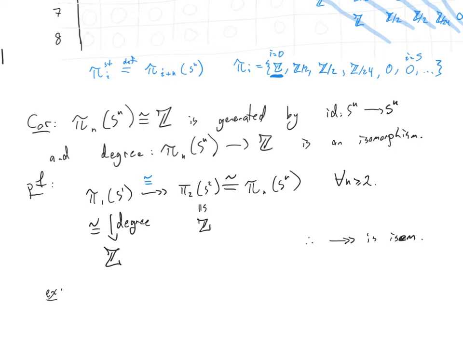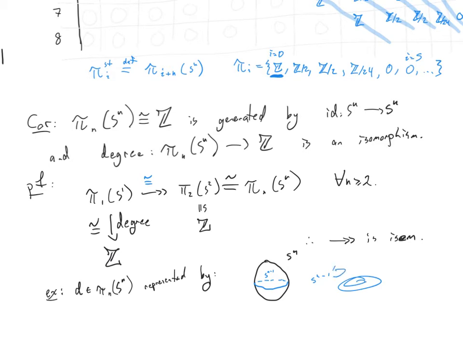the element d in pi n Sn can be represented by a self-map wrapping the equator of Sn. So if I draw, here's Sn, and then I look specifically at the equator, S^(n-1), I can wrap that to itself by a self-map. That's multiplication by d. That's the d-fold suspension map.